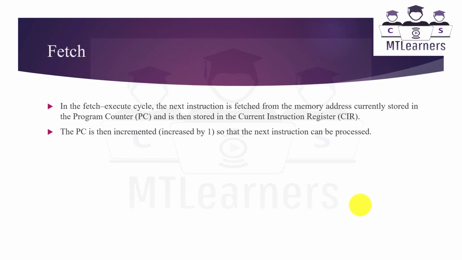Now, what is fetch? In the fetch execute cycle, the next instruction is fetched from the memory address currently stored in the program counter and is then stored in the current instruction register, which is also known as CIR. The program counter is then incremented or increased by 1 so that the instruction can be processed.